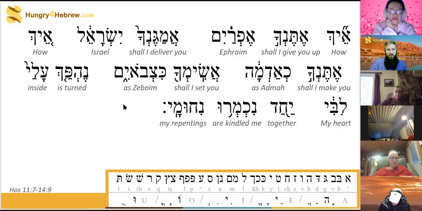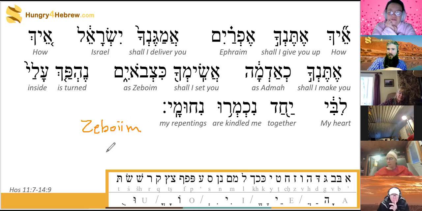So this is the word that shows up in the story of Lot, isn't it? Zavoyim, Sodom, something like that. Yeah, it was one of the 5 cities. There was Sodom, there was Gomorrah, there was Zavoyim, and there were 2 others. And so the point is, it's demolished, gone. So how shall I make you like this or like that?